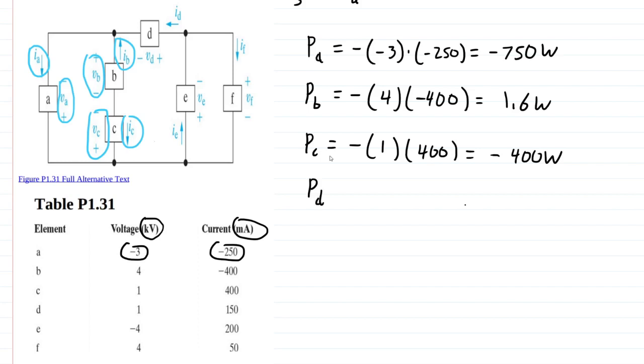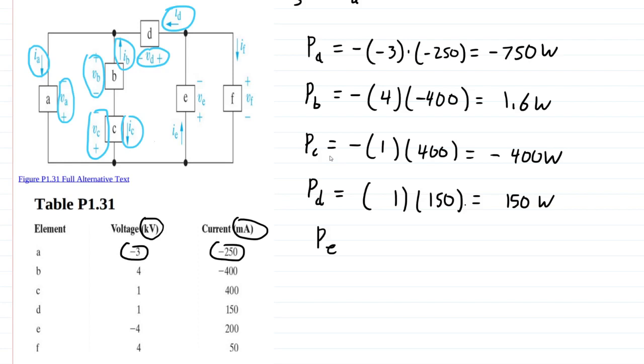And for power D, plus to minus is the direction of current flow. So we're going to have a positive up front. And there is a negative 1 and 150, so negative 150 watts. Oh, I'm sorry, it's a plus. So 150 watts right there.